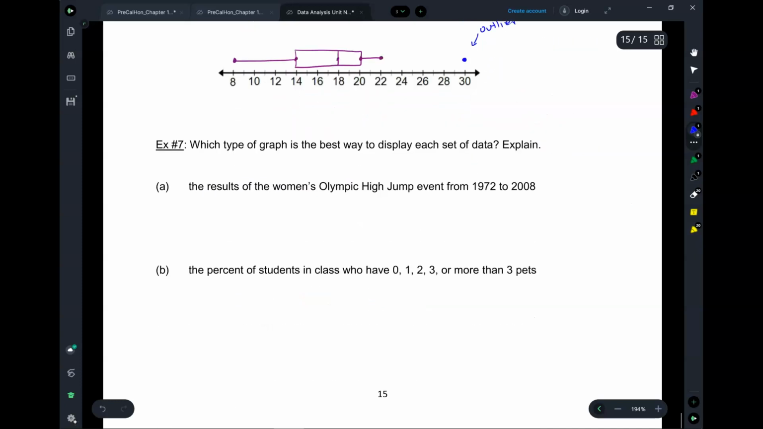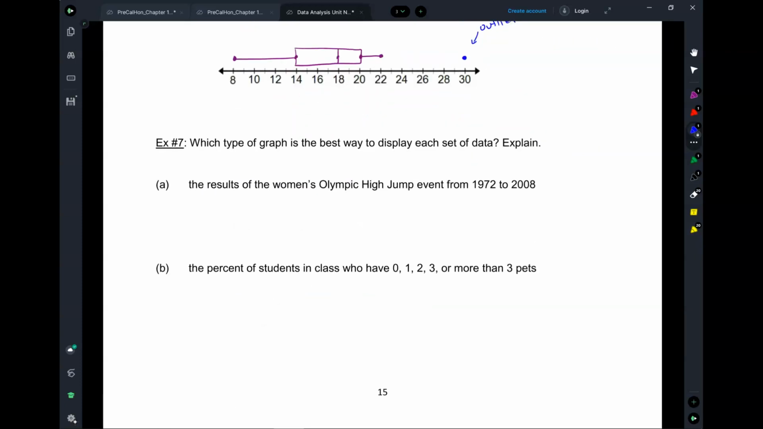Okay, next, which type of graph is best to display each set of data? So in the first case, we have the results of the women's Olympic high jump event from 1972 to 2008. Well, this is a line graph because it describes change over time.